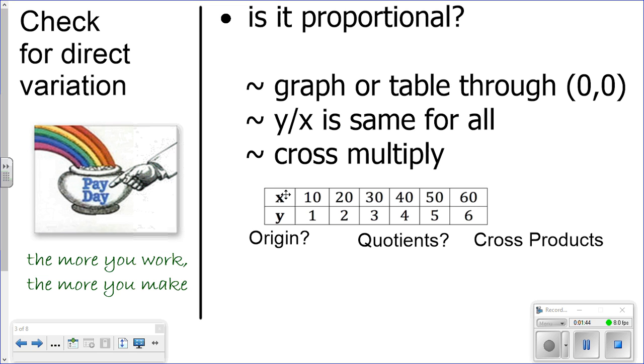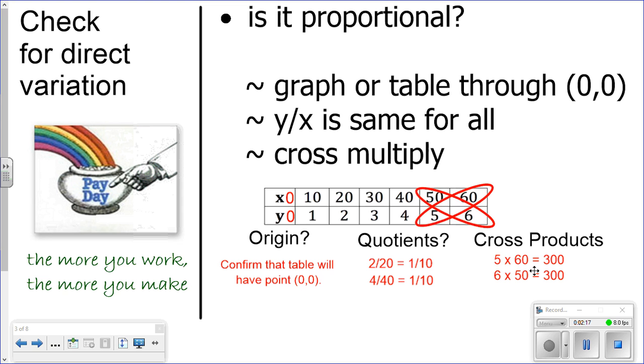So in this table here, we have to ask the question, does it go through the origin? Well, this would go through the origin because I can work backwards here. I can see that x is going up by 10, so if I subtract 10, I get to 0, and I can see that y is going up by 1, so if I subtract 1, I get to 0. I can also check the quotients. 2 divided by 20, is that the same as 4 divided by 40? I just picked those random two, and yes, they both equal 1/10.